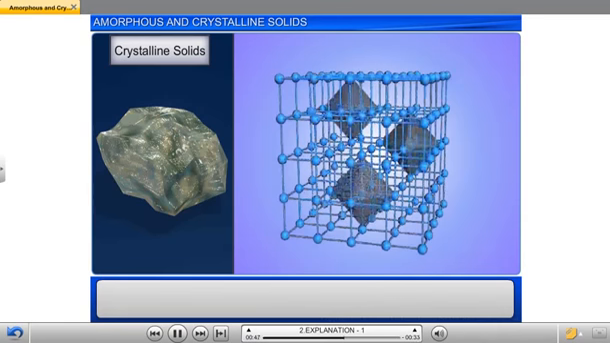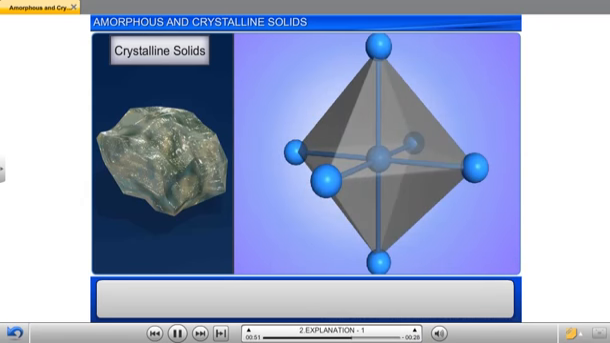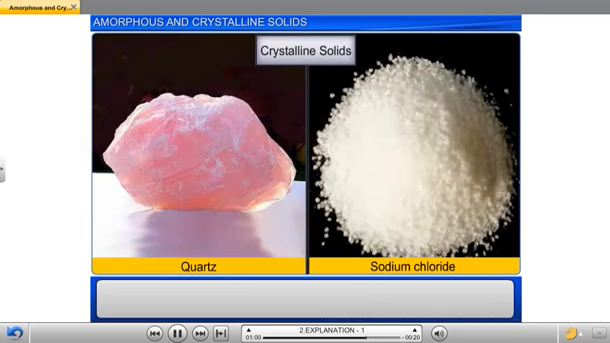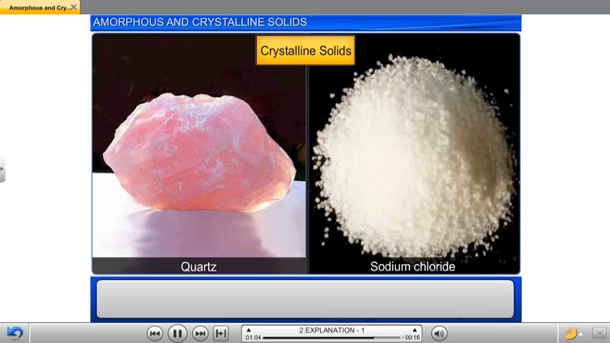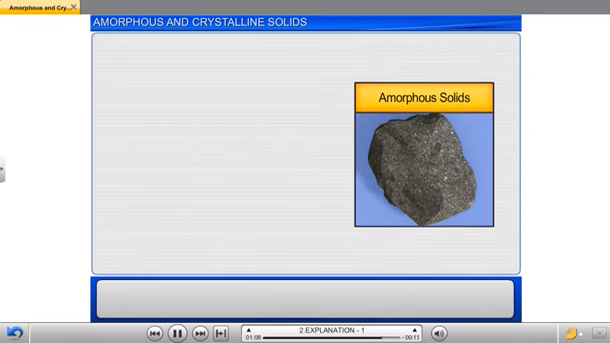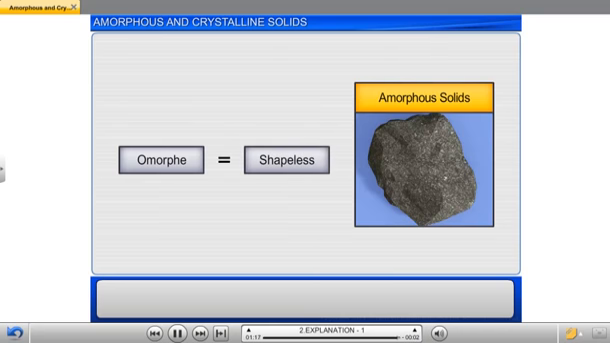Thus, a crystal is defined as a solid figure that has a definite geometrical shape, with flat faces and sharp edges. Quartz and sodium chloride are examples of crystalline solids. Now let's discuss amorphous solids. The term amorphous has been derived from a Greek word, omorph, which means shapeless.